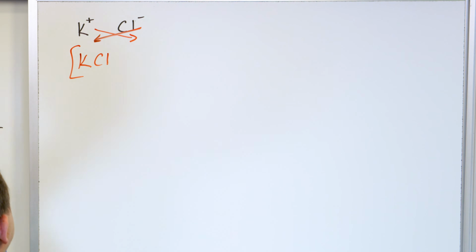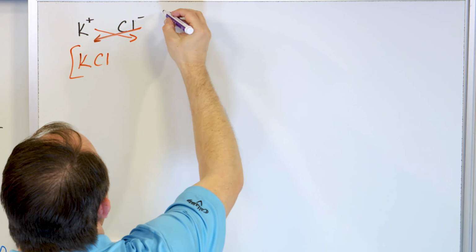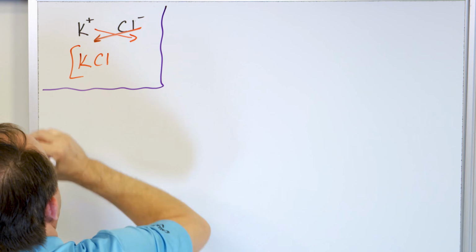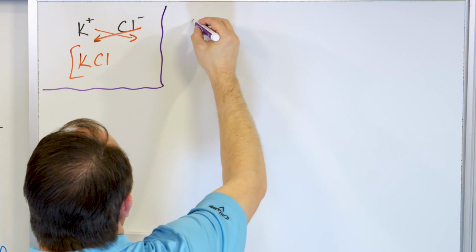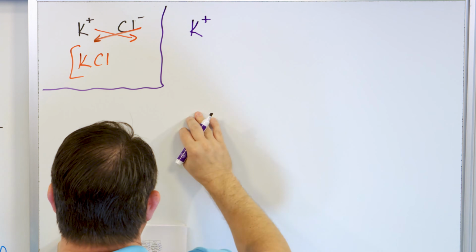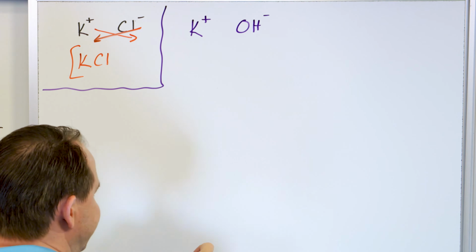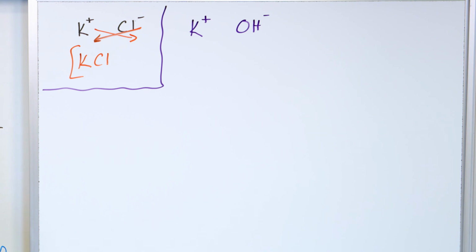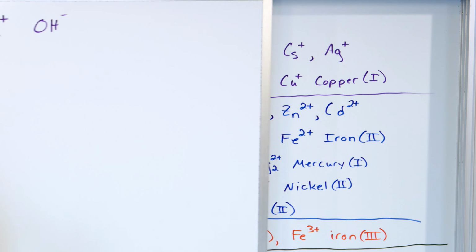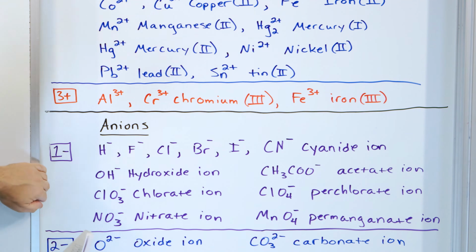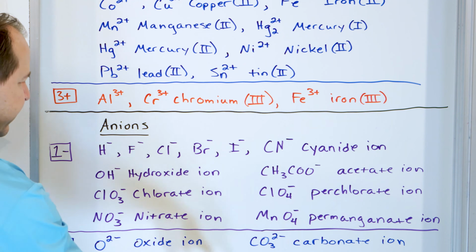All right, what about, I guess I'm going to have a lot of these, so I'm going to try to keep them separated. What about potassium as a positive ion combining with the hydroxide ion, OH, negative? Now, let's go to our table of polyatomic ions. This is not an exhaustive table, but it's to get us started. When we go over here to the anions, you see there's a lot of anions.